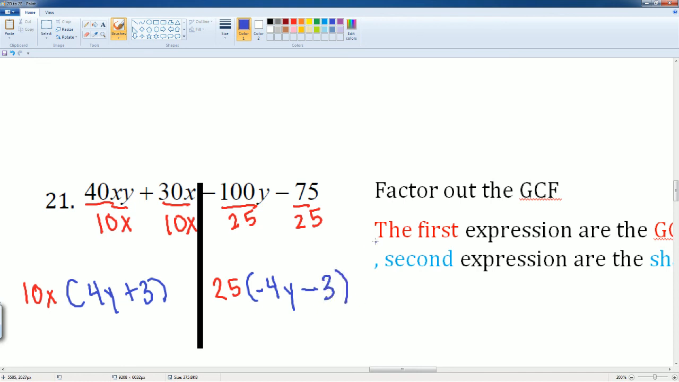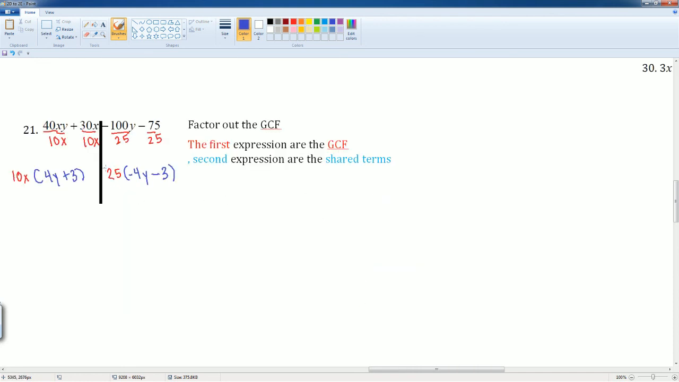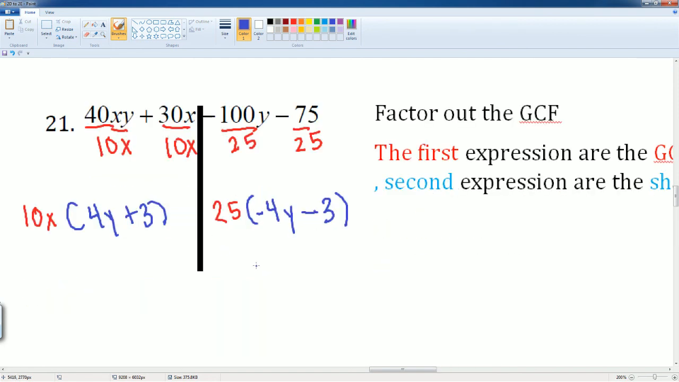Notice that the second expression, which I always make blue, has to be the same. They're shared. You have a 4y plus 3, but here you have a negative 4y minus 3. The issue is that this should be positive. So should we just pull out a 25? No, you should pull out a negative 25, negative and a negative. What happens then is this becomes a positive, and this becomes a positive. So good job. Now, do you see how the shared terms are the same?